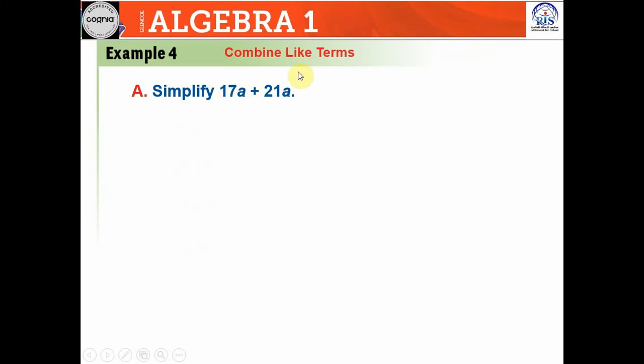Here, boys, I must do the opposite. I combine like terms. What is the meaning of combine like terms? I add or subtract: 17a plus 21a. Like if you say 17 chairs plus 21 chairs, you do ordinary addition.